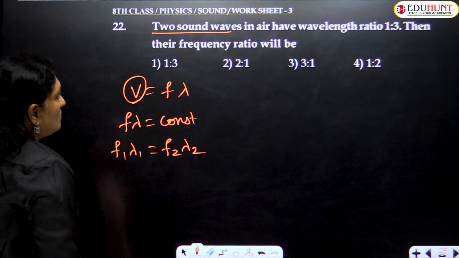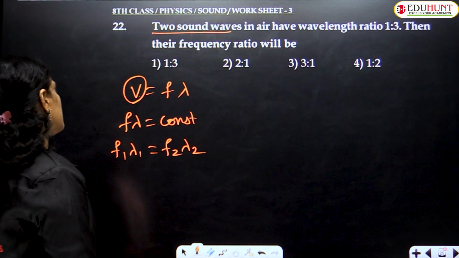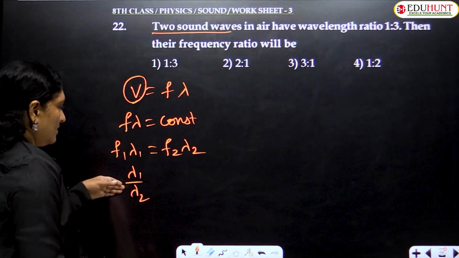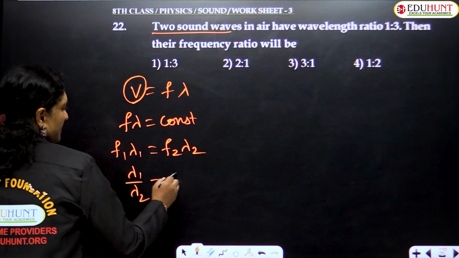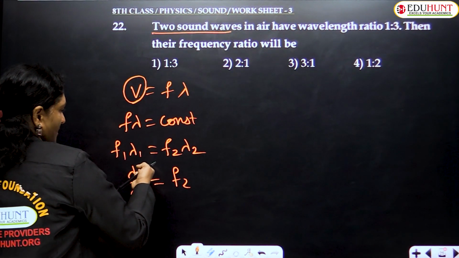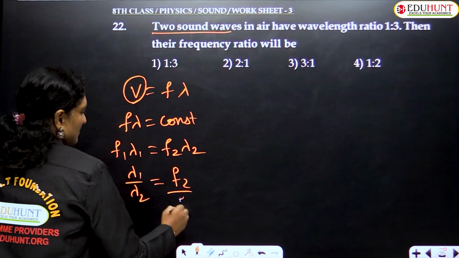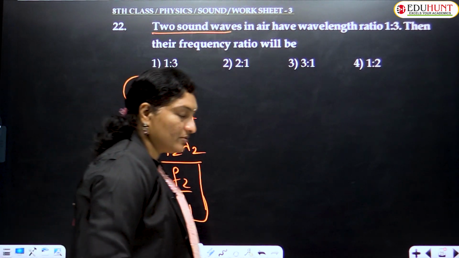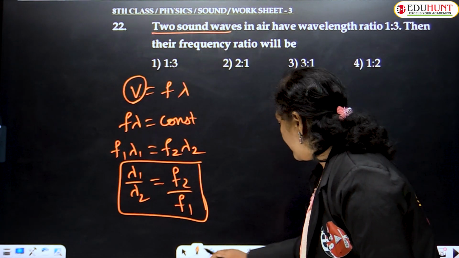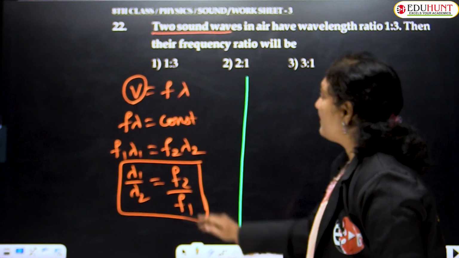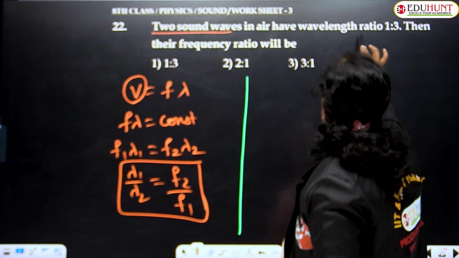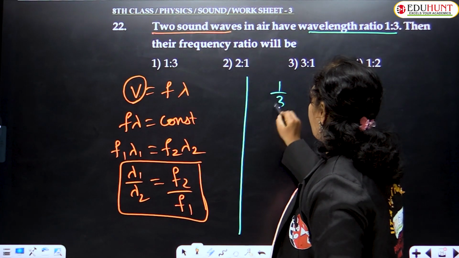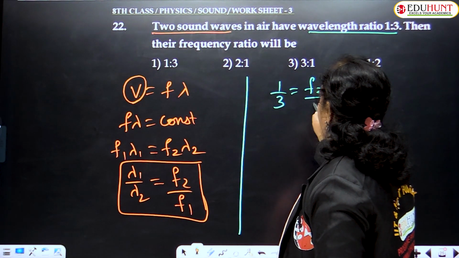Comparing these two, what is given, children? Wavelength ratio was given. What is the wavelength ratio? Lambda 1 by lambda 2. So it equals, how much is that? I brought this lambda 2 here and F1 the other side. This will be lambda 1 by lambda 2 is equal to F2 upon F1. So moving ahead, what is the value of lambda 1 to lambda 2 given? Wavelengths are in the ratio 1:3. So 1 by 3 is equal to F2 by F1.